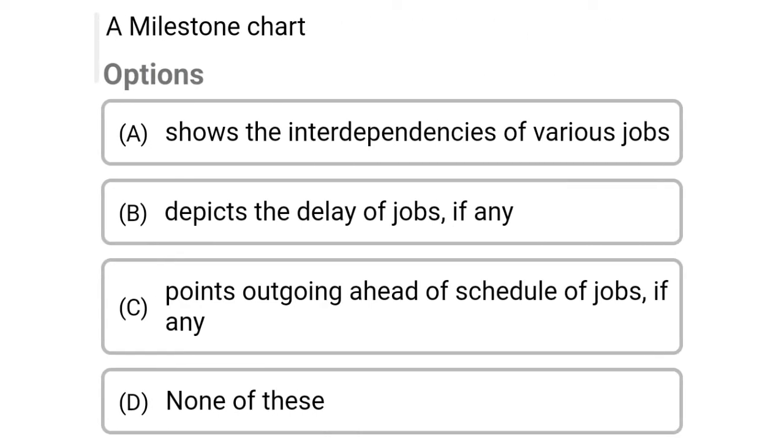So next question, a milestone chart. Option A, shows the interdependencies of various jobs. Option B, displays the delay of jobs if any. Option C, points out going ahead of schedule of jobs if any. Option D, none of this. So the correct answer is option D, none of this.